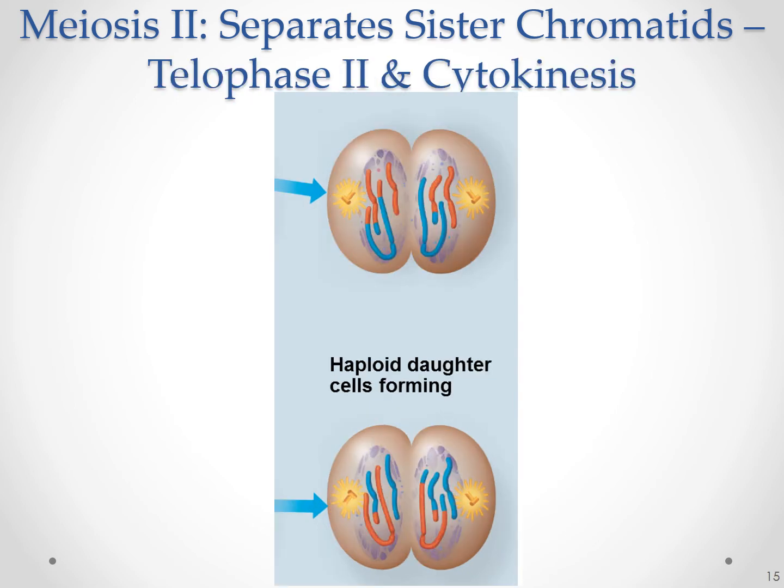You're going to end up with 4 cells. Each of these cells are going to be haploid. They really kind of started out haploid at the point where meiosis 2 begins, or they're considered that way. And they each have 1 copy of each of the chromosomes, and then they're going to be individual cells. And these are the gametes.